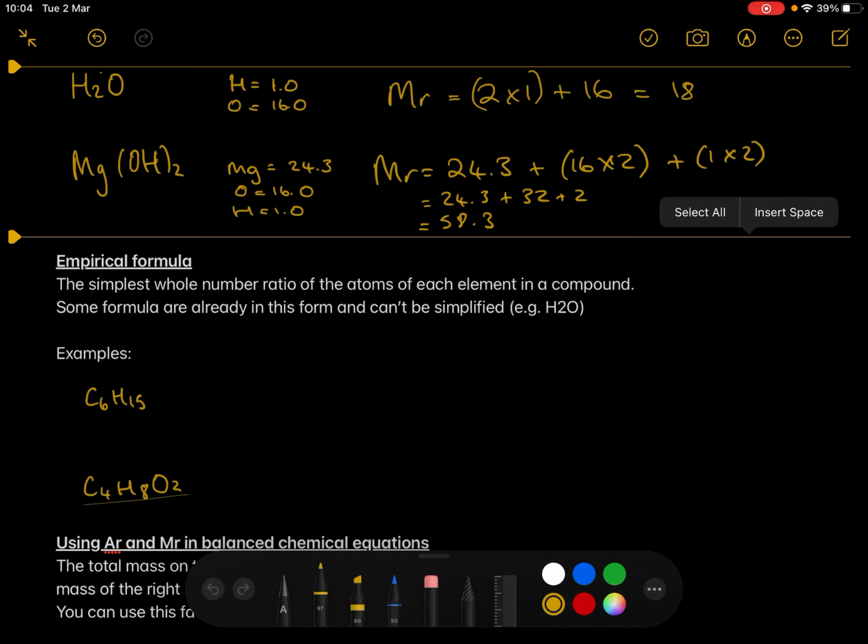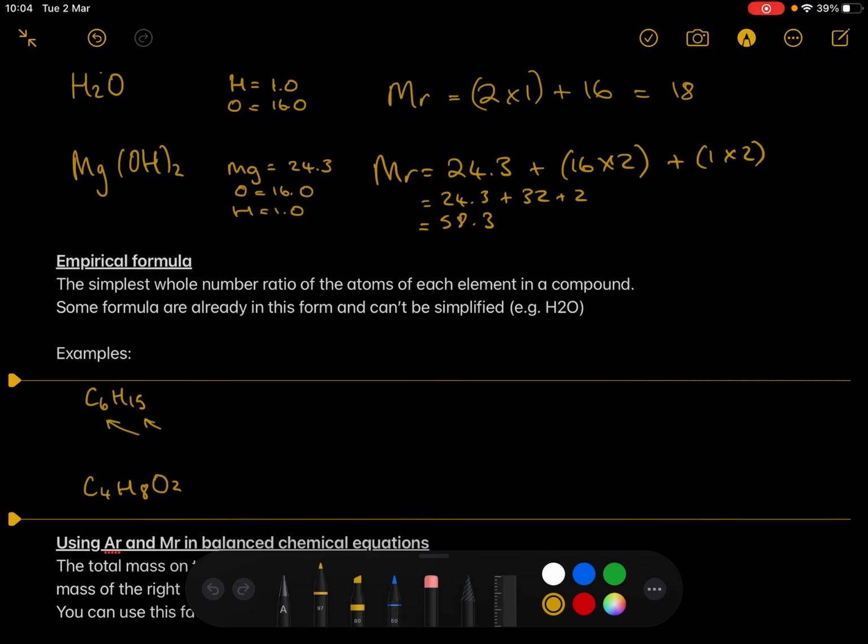But this one, C6H15, fair enough, but that is quite large numbers. Can I simplify that equation to say for every 1 carbon, for example, or 2 carbon, this is how many hydrogen you need? Now I look at both of these numbers and think, what is their highest common factor? What can I divide both of them by? Hopefully you're looking at that and thinking, you can divide both of those by 3. So let's divide both sides by 3. Then I'd end up with C2H5.